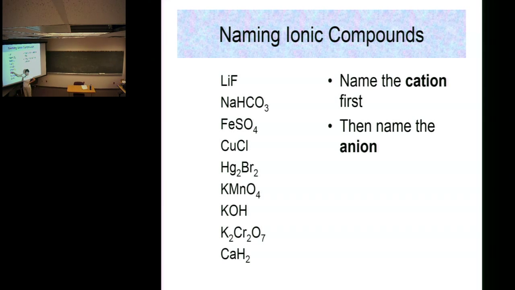Potassium permanganate. Good. Potassium hydroxide. Yay! Does everybody remember that as dichromate? Oh, yeah. Okay, potassium dichromate. This polyatomic ion is called dichromate. So potassium dichromate. And this one is called calcium hydride. Ends in "ide." Calcium hydride. Yay! So that was easy. Good job. Very good.